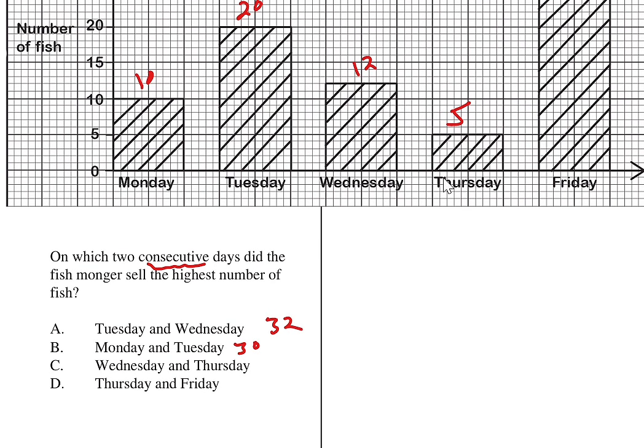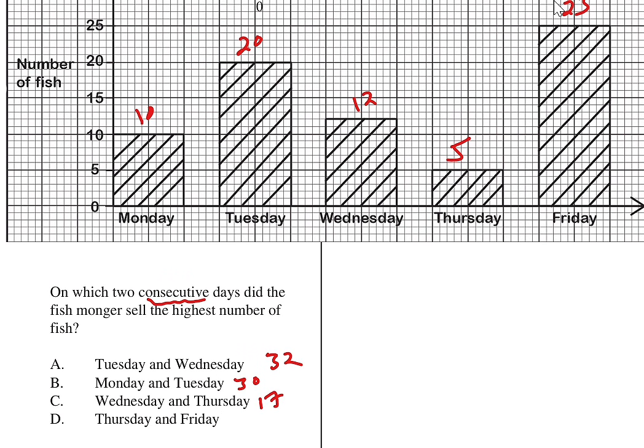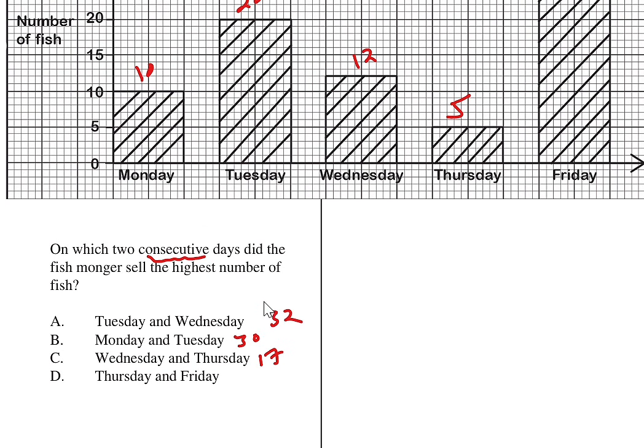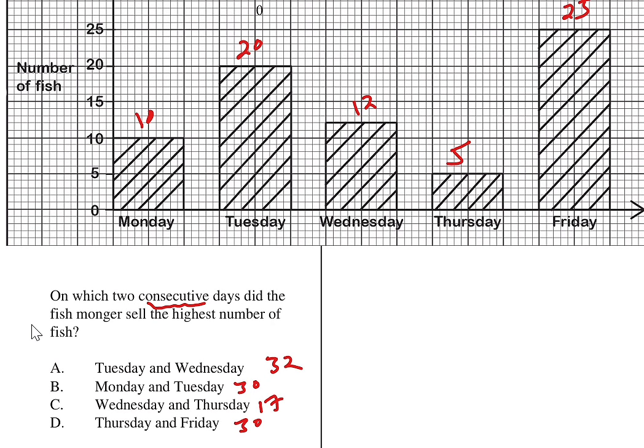Wednesday and Thursday, add, hiyo ni 17. 12 plus 5, 17. Thursday and Friday, 5 plus 25. You can see we have 5, 25. Inakuja 30. So gani ni highest? It is Tuesday and Wednesday. For number 20, the answer is A.